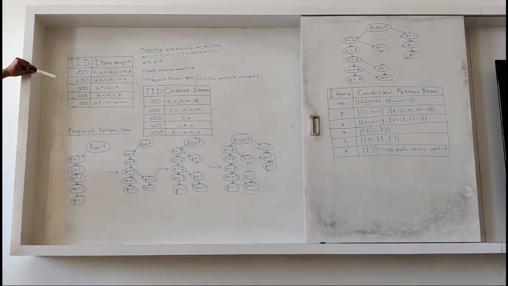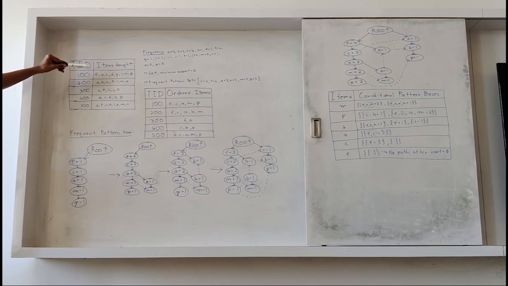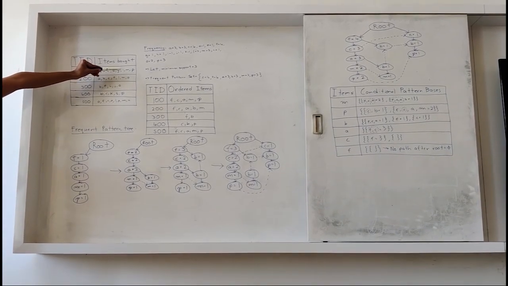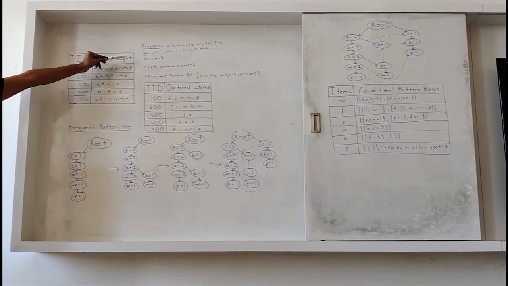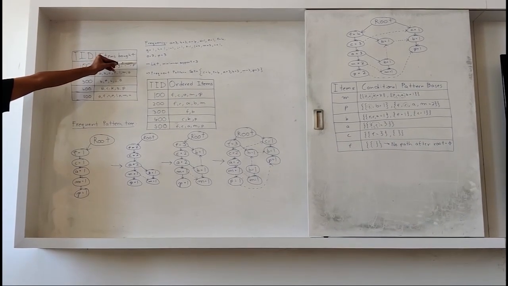The first step is to calculate the frequency of each item, and then we establish the minimum support. In this case, we took minimum support as 3. From here, we create a frequent pattern set where items are included if and only if the item's frequency is greater than or equal to the minimum support.